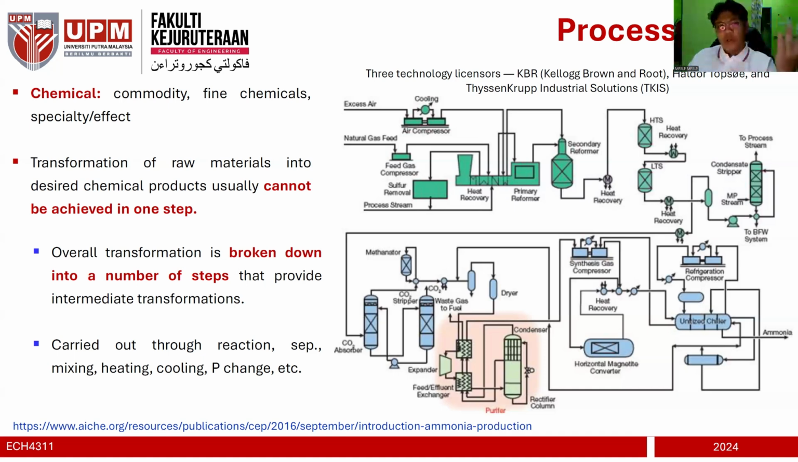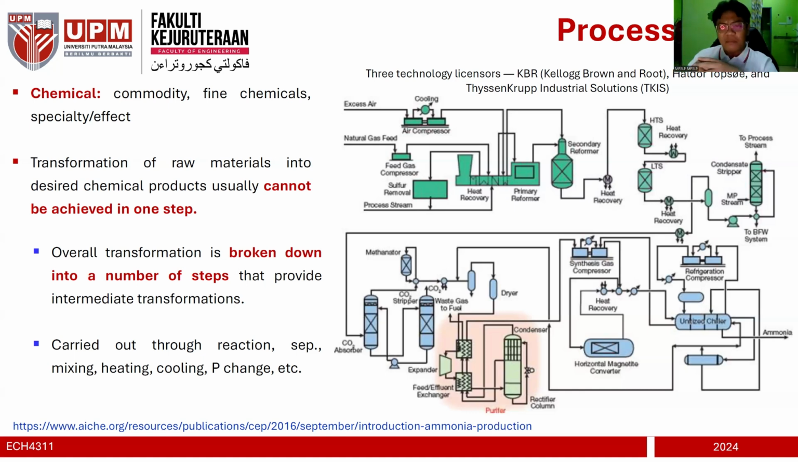There's a lot going on, so the overall transformation from raw material to product needs to be broken down into several pieces. For example, you probably have a process that needs to convert A to B, and then another process to remove B from C, stuff like that. As I said, it's not as simple as transforming A into B in a single step. It often involves a reaction, separation processes, mixing, heating, cooling, phase changes, and stuff like that.